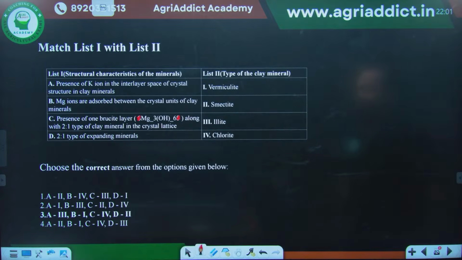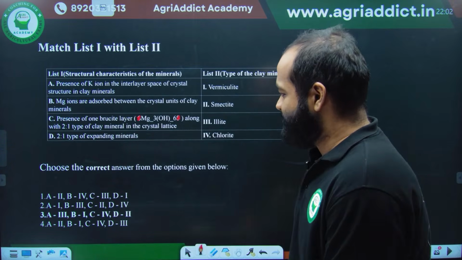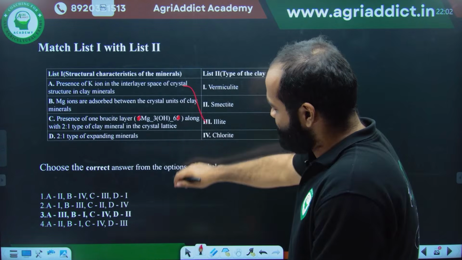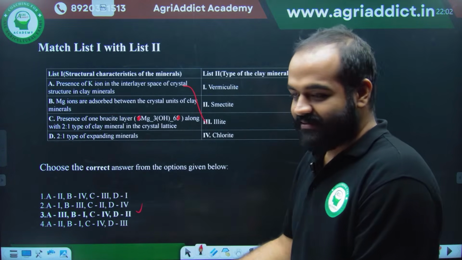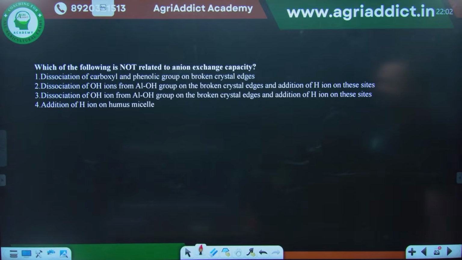प्रेजेंस ऑफ K इन द इंटरलेयर स्पेस कौन सा मिनरल है? Mg ions are adsorbed between the crystal units कौन सा है? प्रेजेंस ऑफ वन ब्रूसाइट लेयर कौन सा है? 2:1 टाइप एक्सपेंडिंग कौन सा है? दिस इज एक्सट्रीमली इजी, इसमें कुछ करने का नहीं है, वी ऑल नो ये विल बी 3. ये बोल्ड करके भी रखा है. सो या, वी ऑल हैव डिस्कस्ड दिस टुडे.